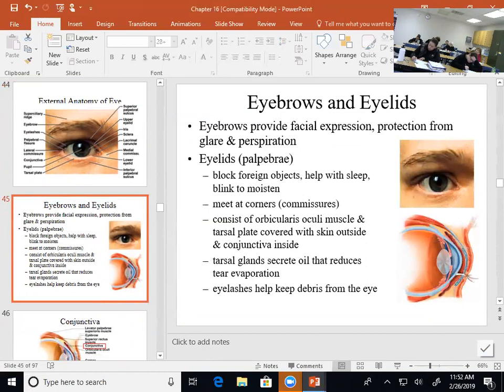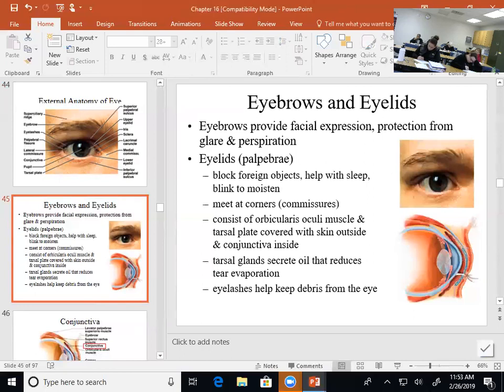And as tears wash across your eye, you're secreting tears 24/7. As they wash across the eye, they're keeping the eye moist. They're keeping it clear. They're keeping that tissue healthy. In your tears, you have antibodies that are doing what? Protecting you, right? They're actually fighting off potential pathogens.